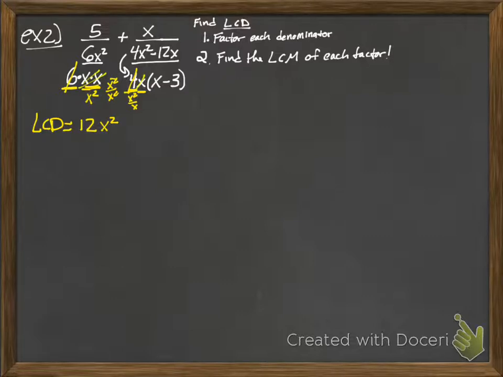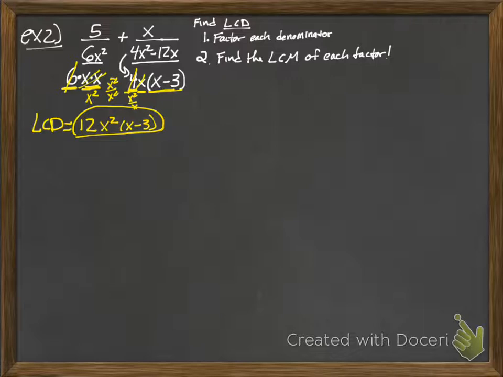The only thing left out of both denominators is a factor of x minus 3. So the least common multiple of x minus 3 and nothing else is just x minus 3. So 12x squared times x minus 3 is my LCD for these denominators. So that's kind of the tricky part.